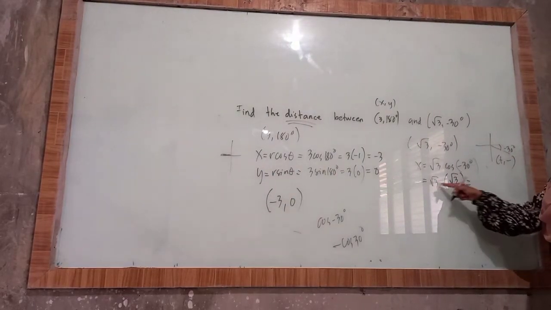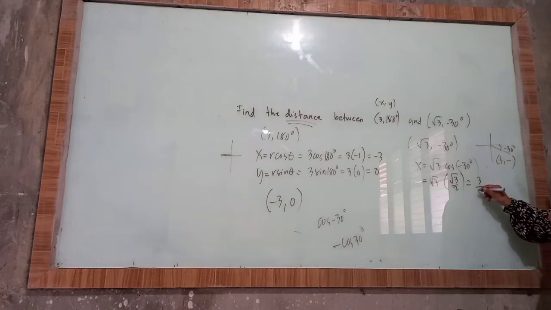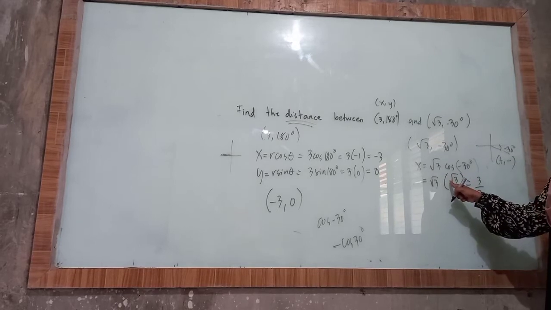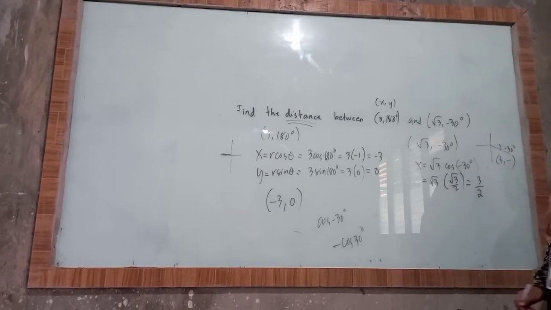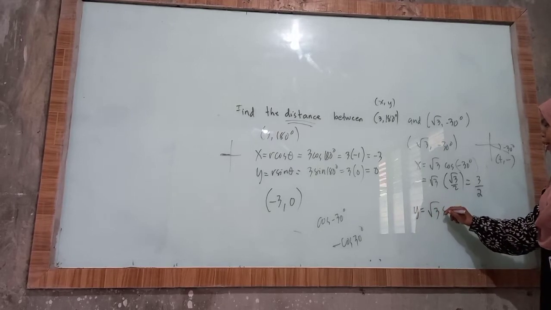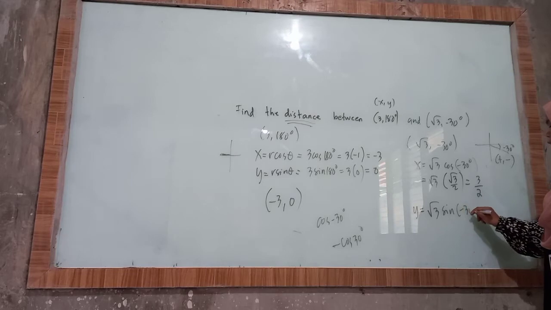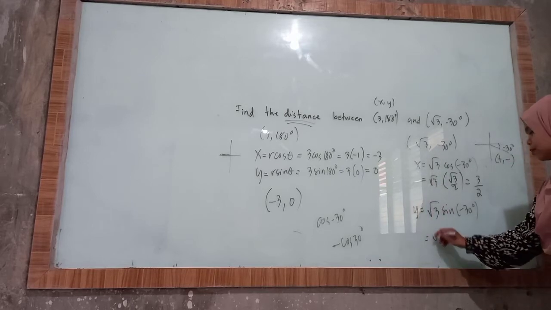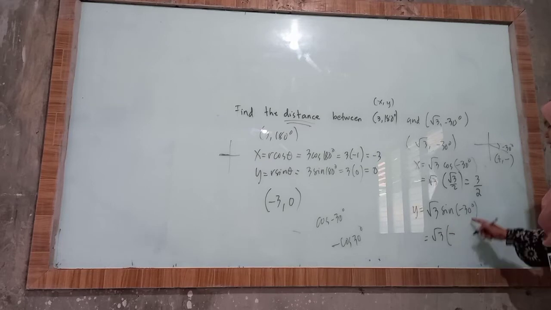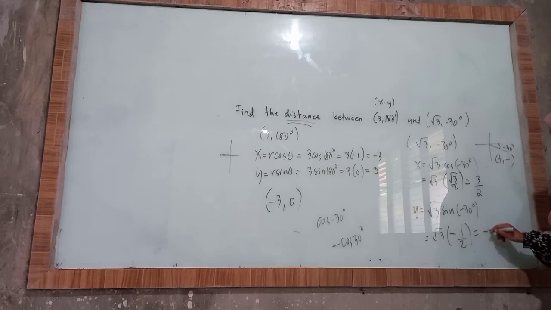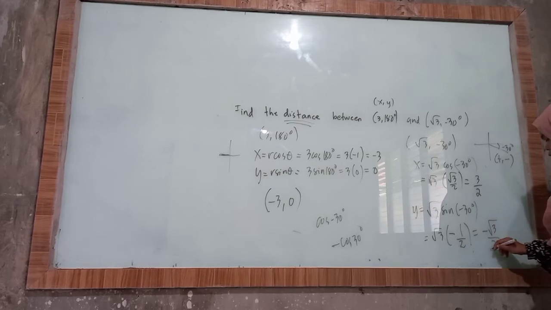So, multiplying these two, I have 3 over 2. Right? Okay, kasi square root of 3 times square root of 3, that will be 3, tapos over 2. So, for the y value naman, I have square root of 3 sine negative 30 degrees. So, ang sine value natin sa 4th quadrant is negative. So, ibig sabihin, square root of 3 times negative sine 30, tano na 1/2. So, that is equal to negative square root of 3 over 2.